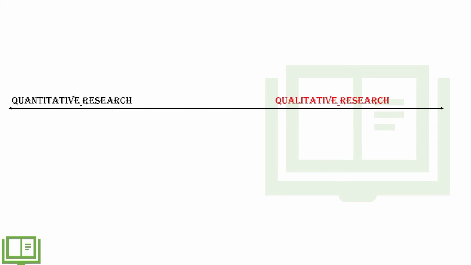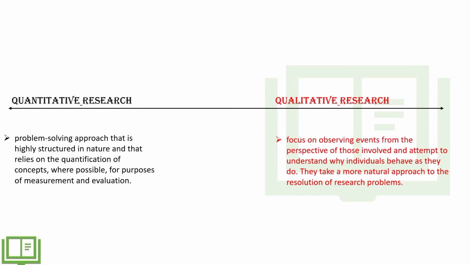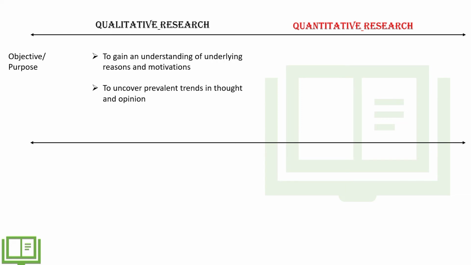Quantitative research methods involve a problem-solving approach that is highly structured in nature and that relies on the quantification of concepts where possible for purposes of measurement and evaluation. While qualitative research methods focus on observing events from the perspective of those involved in an attempt to understand why individuals behave as they do, they take a more natural approach to the resolution of research problems. For further discussion, let us look at the difference between qualitative and quantitative research in terms of purpose.